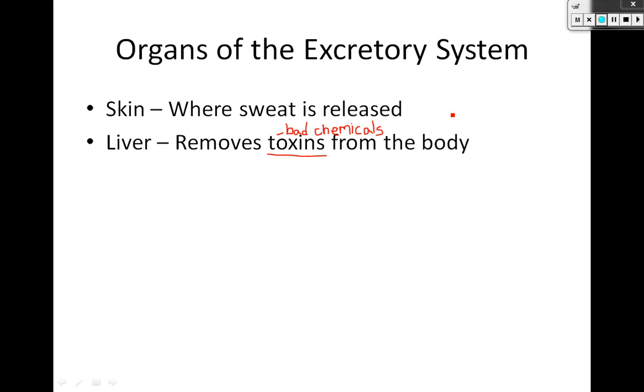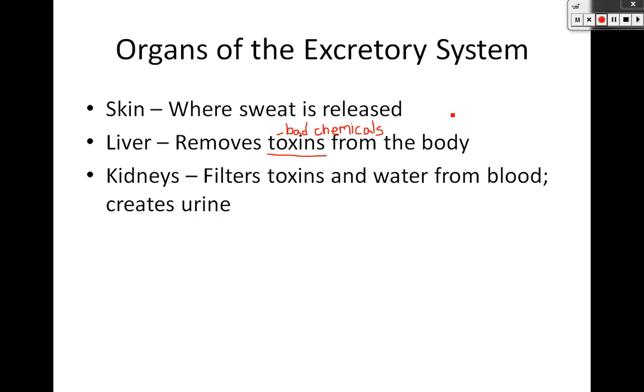Also, if people drink too much alcohol, their liver starts to break down. That's called cirrhosis. And so the reason it's always the liver is because the liver is what's pulling out the toxins from our body. So again, remember to pause the video and write that down and then move on to the next organ.